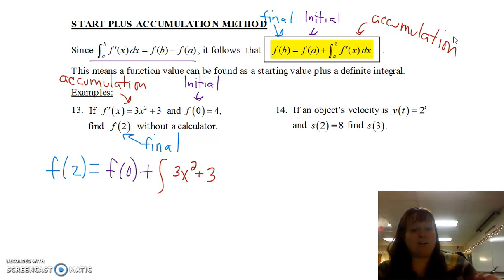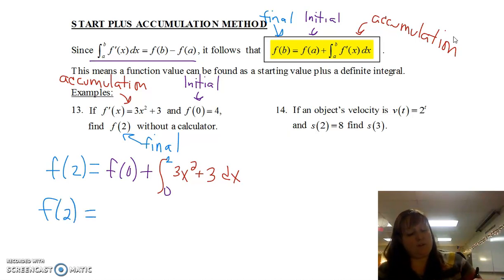Well, our final is b, so that's going to match there, so that b is going to be 2, and our initial is going to be 0, because that's our a. And so then we find, I forgot my dx here. Then we're going to go ahead and just evaluate this. Well, we don't know what f of 2 is. That's what we're trying to find. F of 0 is 4.